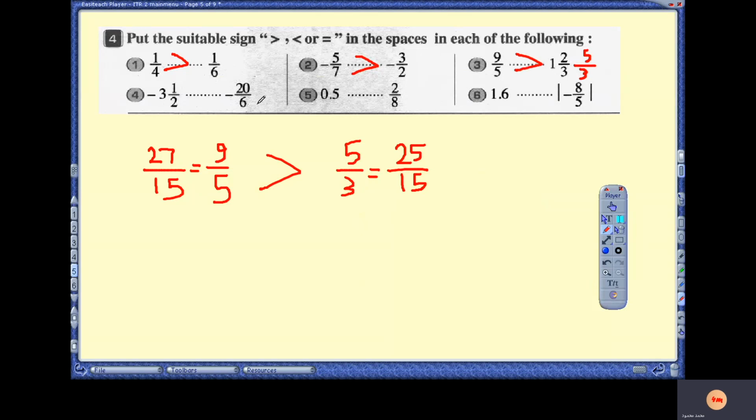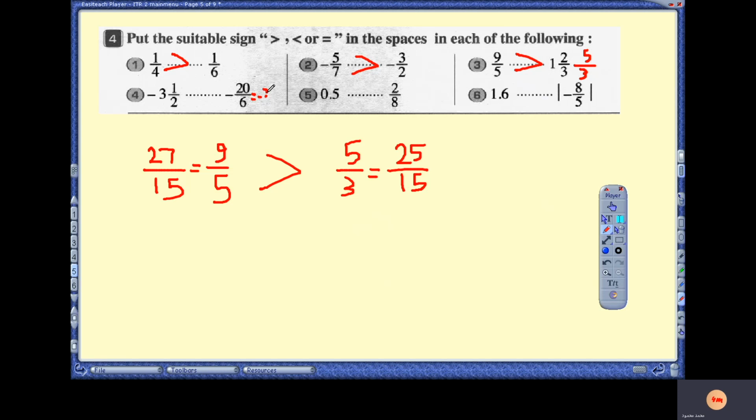Negative 20 over 6, and here negative 3 over 3.5. You can make this one a mixed number, 20 divided by 6, or you can change this one to be an improper fraction. I'll change this one to be a mixed number. It will be negative.